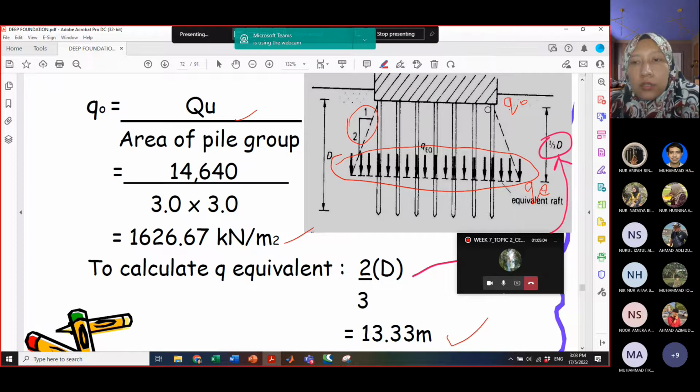Meaning it's the depth value for this depth that is mentioned, to the length of this stress. Meaning we want to get the stress below the pile group here. The Q naught is 13.33 meter.